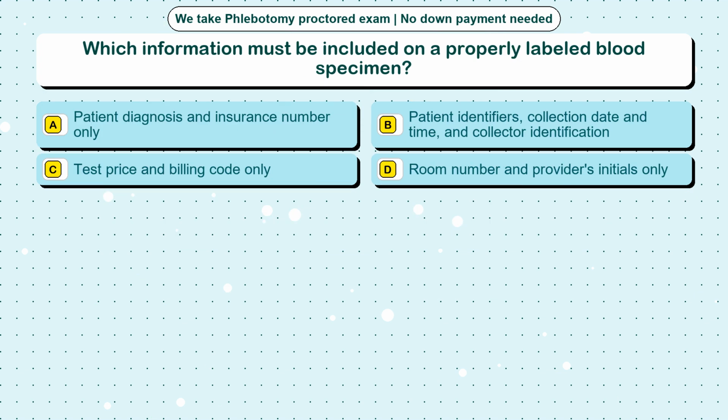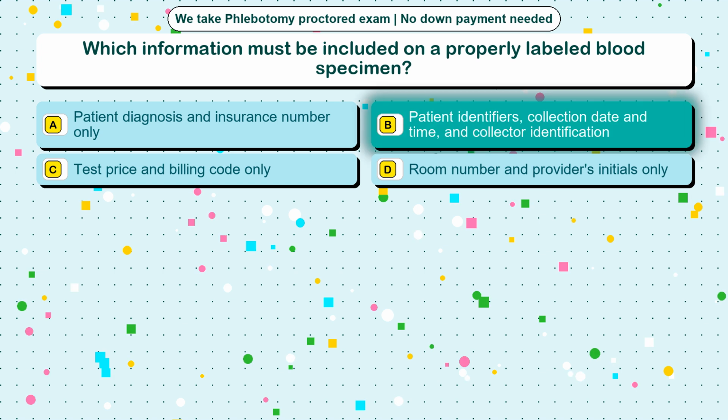Question 69. Which information must be included on a properly labeled blood specimen? Option A. Patient diagnosis and insurance number only. Option B. Patient identifiers, collection date and time, and collector identification. Option C. Test price and billing code only. Option D. Room number and provider's initials only.